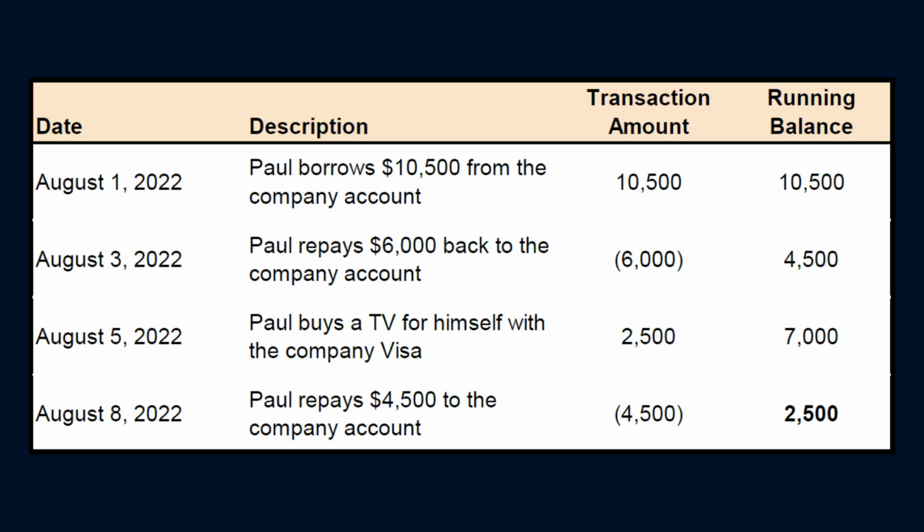As an example, a shareholder accounting ledger showing a debit balance could look like this. The $2,500 balance on August 8th is a debit balance, meaning that Paul, the shareholder, owes the company $2,500.